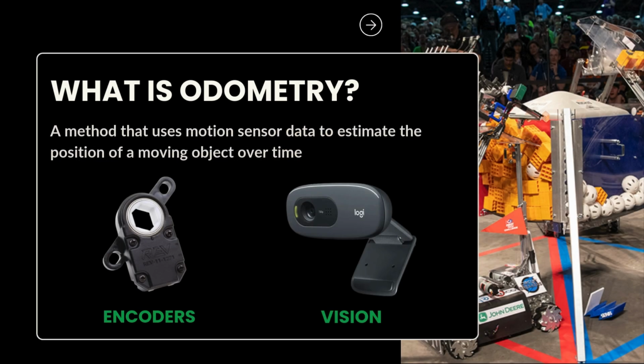Now diving into what odometry is. Odometry is a method that uses motion sensor data to estimate the position of a moving object over time. In simple words, it uses sensors and data to find out where the robot is on the field. There are 2 amazing ways to use this. One is encoders. Encoders can help you measure the distance you travel and the rotations your wheels take over time. On the other hand, vision can help detect the April tags on the FTC field to find out where you are relative to those tags.